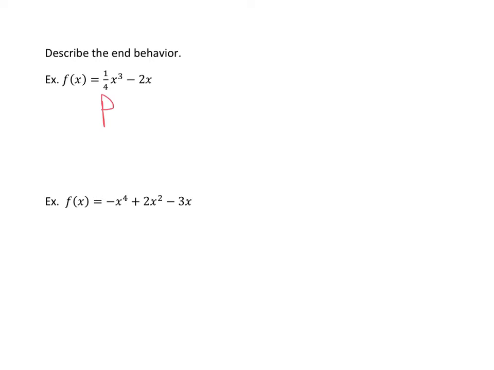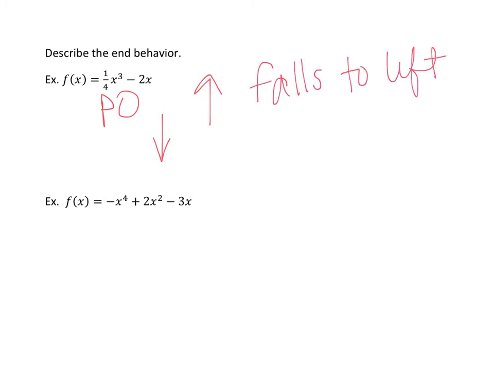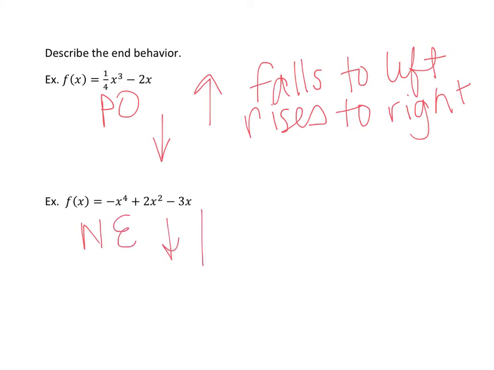Okay, we have got a positive leading coefficient. We have got an odd degree. So positive leading coefficient, odd degree. Odd, I know that they're going to be in opposite directions, down and up. So I'm going to say falls to the left, rises to the right. All right, the second example is negative and even, which means they're both going to be down. So I would say falls left and right.